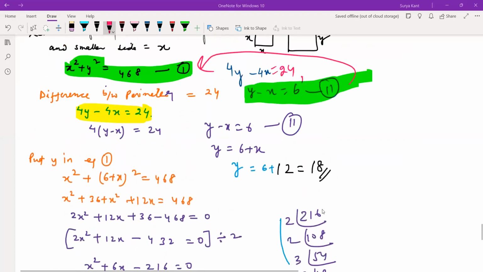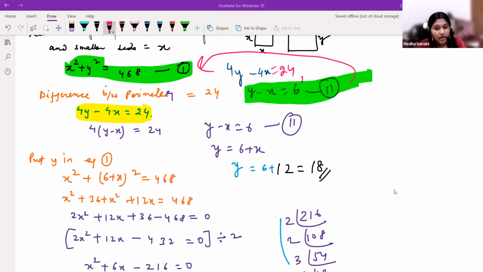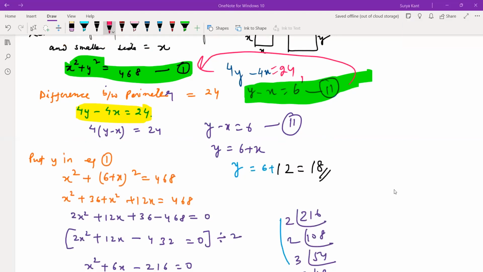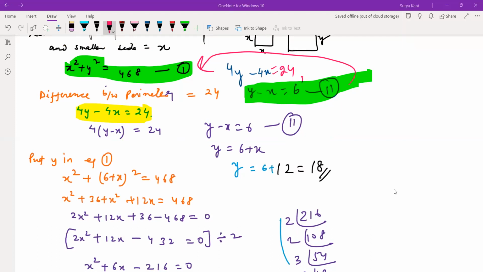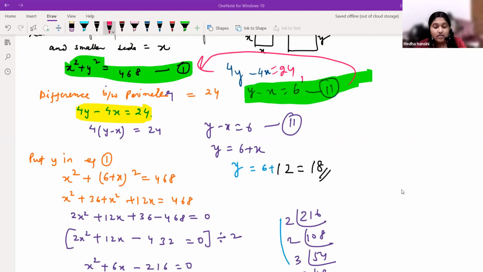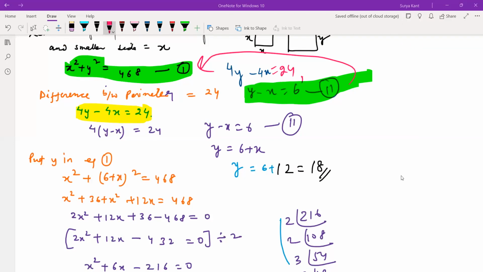So, what is the formula of D, Medha Hansini? How do you find D? D formula is B square minus 4AC. X is equal to what you should write after that? After finding D, you are finding X. X is equal to minus B plus or minus root D by 2A. Yes, that's all right. Fine.